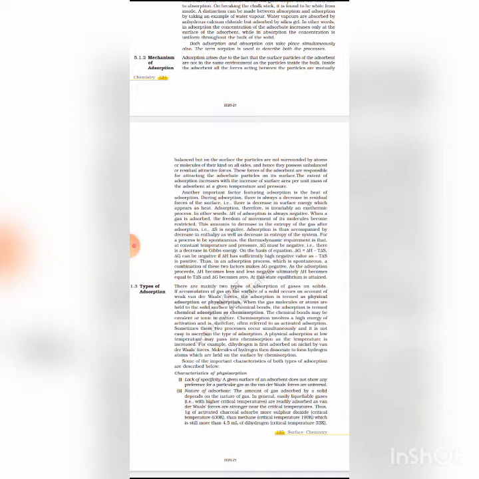And chemical adsorption: if the force of attraction between the particles of adsorbate and adsorbent is almost of the same strength as a chemical bond, whereas it is low in the case of physical adsorption, the adsorption is called chemical adsorption or chemisorption.